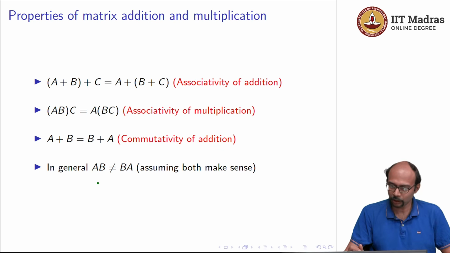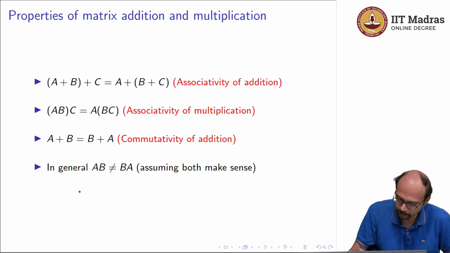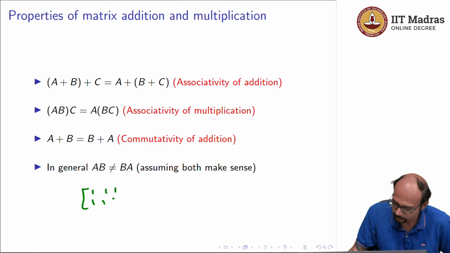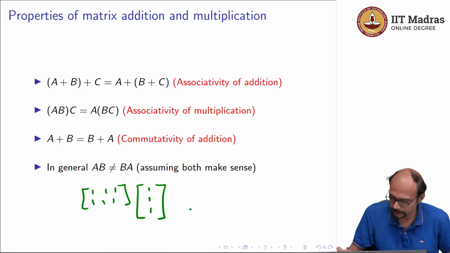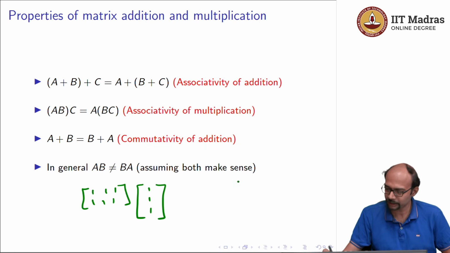Why is that? Because A times B means that the number of rows of B is the same as the number of columns of A. On the other hand, B times A means the number of columns of B is the same as the number of rows of A. This may not happen, right? So for example, if you take something like this, I can multiply by this one, but the other way does not make sense.